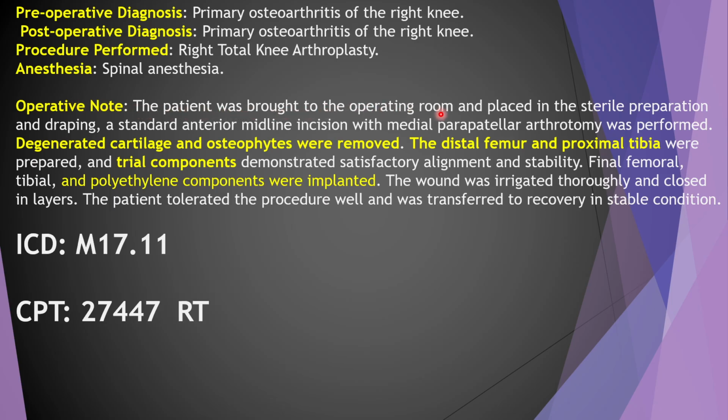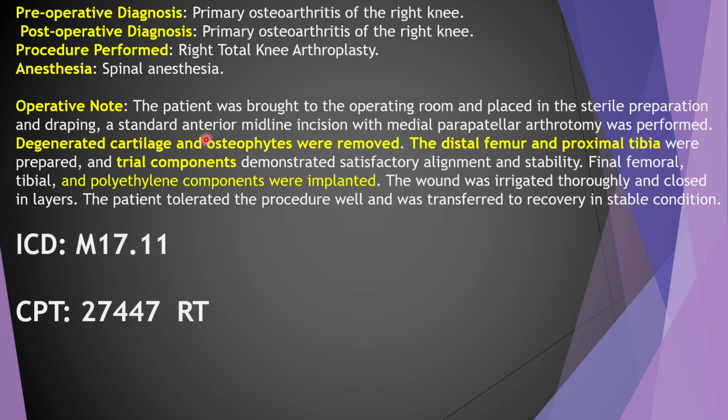The patient was brought to the operating room and placed in sterile preparation and draping, and a standard anterior midline incision with medial parapatellar arthrotomy was performed. Degenerated cartilage and osteophytes were removed, and the distal femur and proximal tibia were prepared, and the trial components demonstrated satisfactory alignment and stability. Final femoral, tibial, and polyethylene components were implanted, and the wounds were irrigated and closed in layers, and the patient tolerated the procedure well and was transferred to recovery in stable condition.